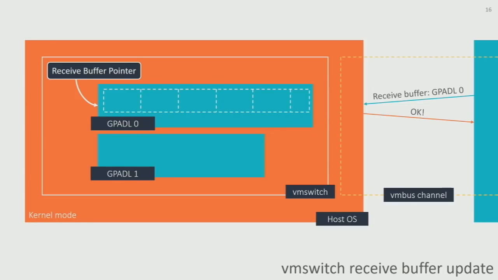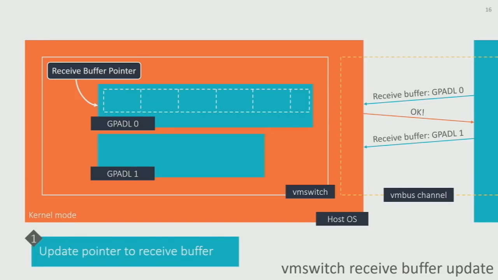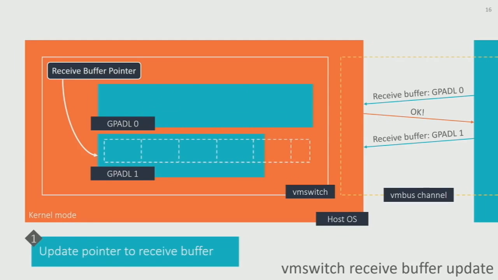Well, the first step is to update the pointer to the receive buffer, right? And so as that happens, the pointer is going to be updated, and implicitly, the sub-allocation bounds are going to be applied to this new receive buffer. And in this specific case, because gpaddle1 is smaller than gpaddle0, those sub-allocation bounds are actually going to go out of bounds of that receive buffer. And well, I don't really need to tell you that it's not a great thing.